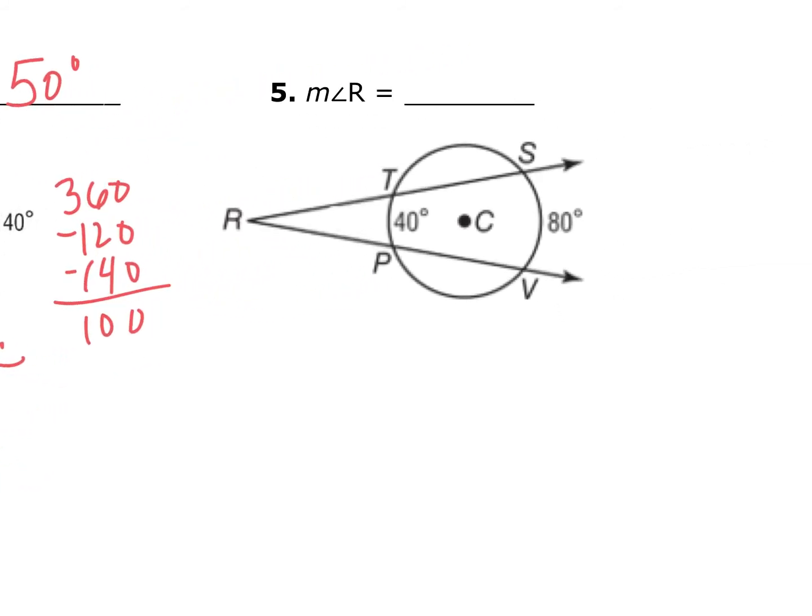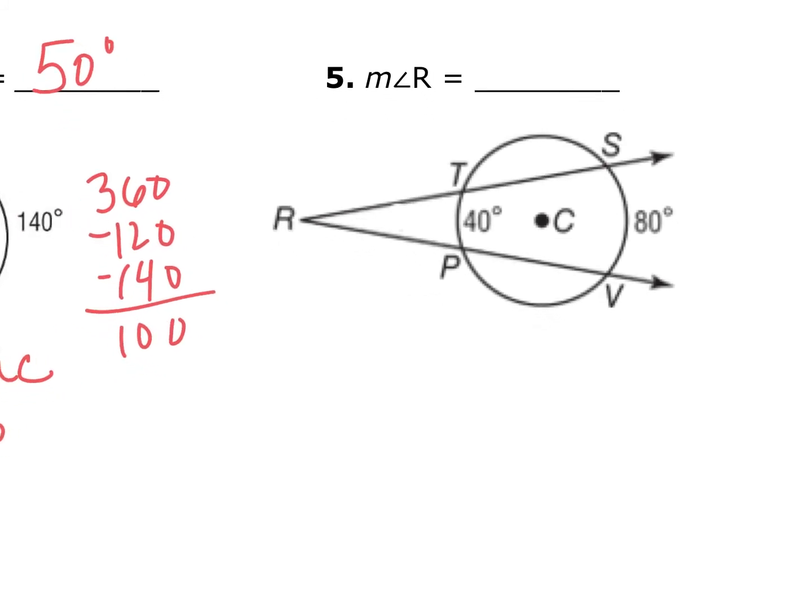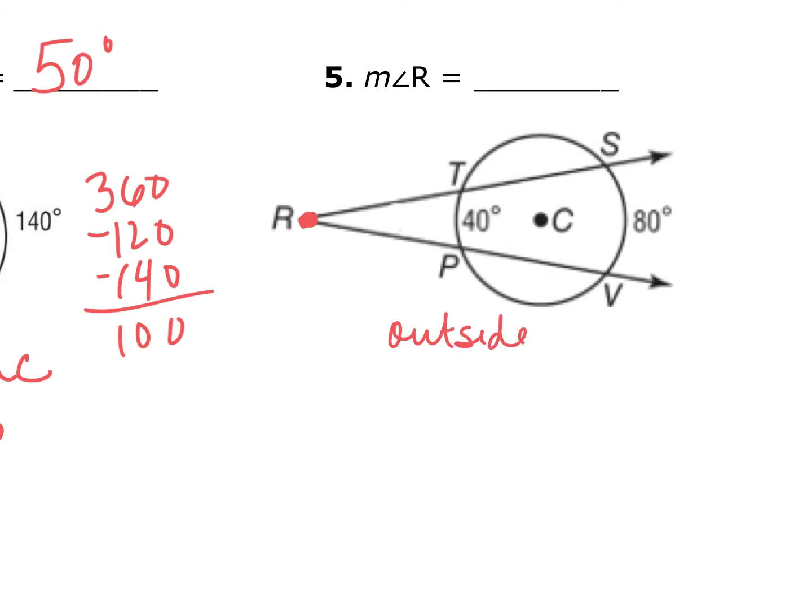Okay, next one. We want to find the measure of angle R. So we see right away that our vertex is outside of the circle. So the angle is equal to half the difference of our arcs. And the arcs are always the ones in between the rays of the angle. So here's one arc, and here's the other arc.